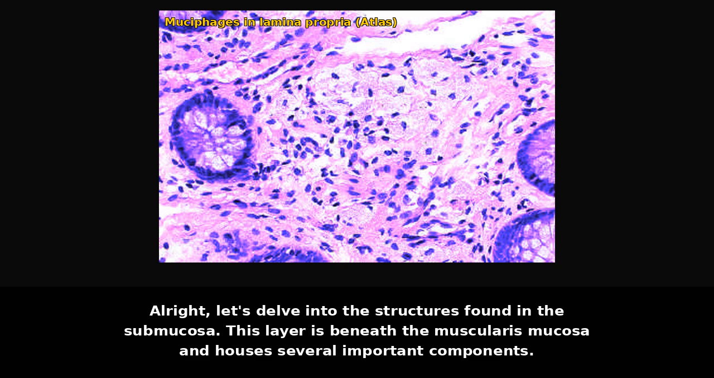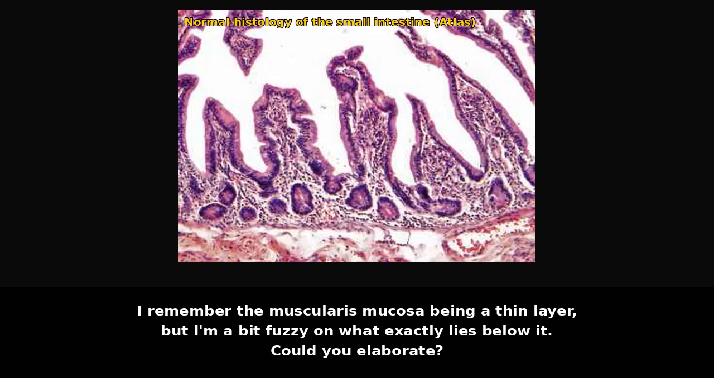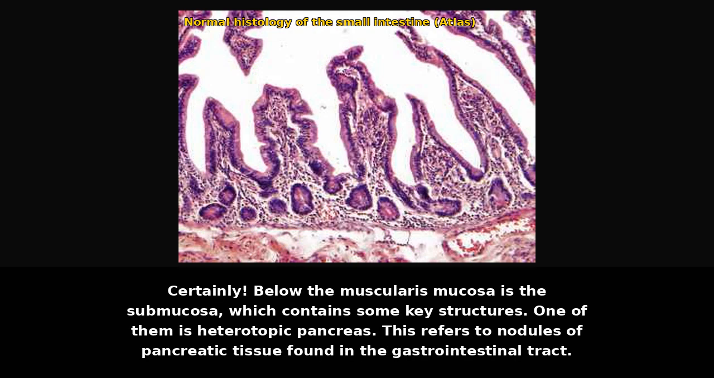This layer is beneath the muscularis mucosa and houses several important components. I remember the muscularis mucosa being a thin layer, but I'm a bit fuzzy on what exactly lies below it. Could you elaborate? Certainly, below the muscularis mucosa is the submucosa, which contains some key structures. And one of them is heterotopic pancreas. This refers to nodules of pancreatic tissue found in the gastrointestinal tract.